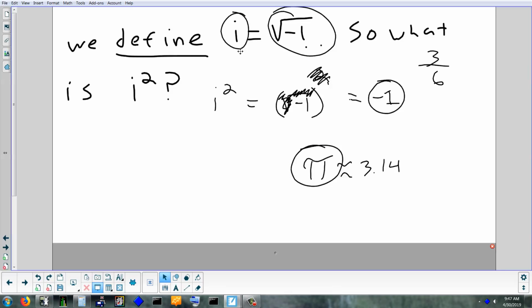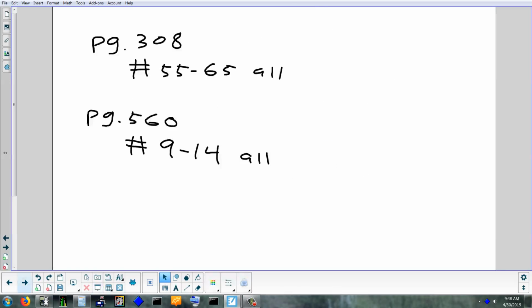Okay, any other questions? Okay. So homework from 5.1, the first part, it's page 308, 55 to 65 all. And then the second part is on adding and subtracting complex numbers, page 560, 9 to 14 all.